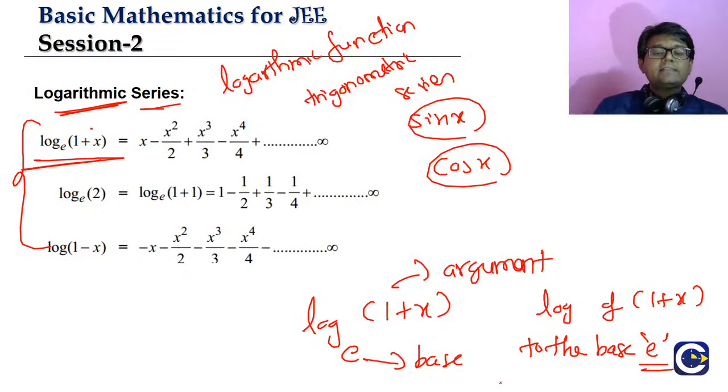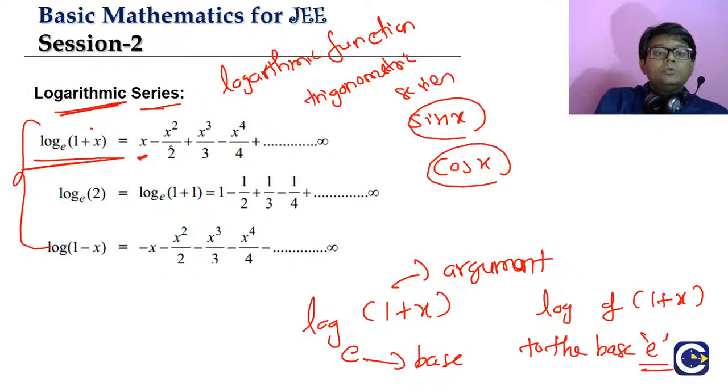When you read it like this, what is that series expansion? x minus x square by 2. Here there is no factorial. Plus x cube by 3 minus x power 4 by 4 and so on. So what are we seeing here? Observe, there is an alternating plus and minus, isn't it?